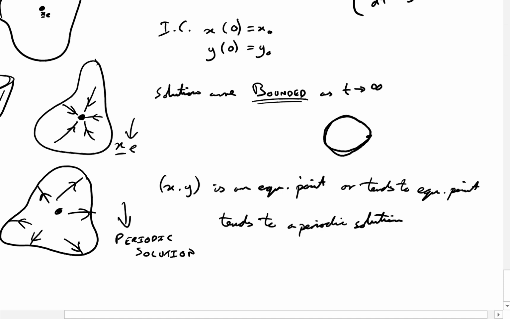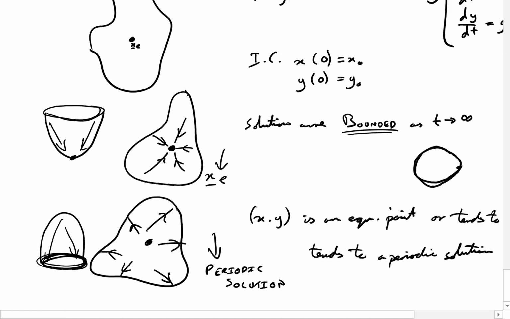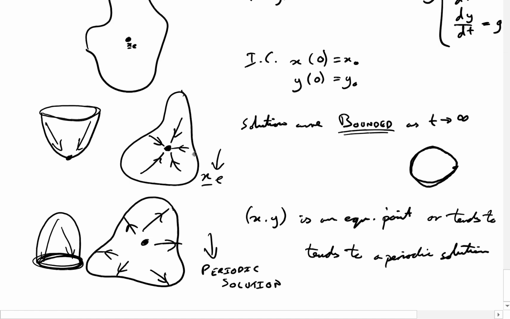Then either our point tends towards the equilibrium point, so then it becomes an equilibrium point, or it tends towards the boundary, in which case it becomes a periodic solution. And if that's the case, then it tells us that there has to be a limit cycle which exists.